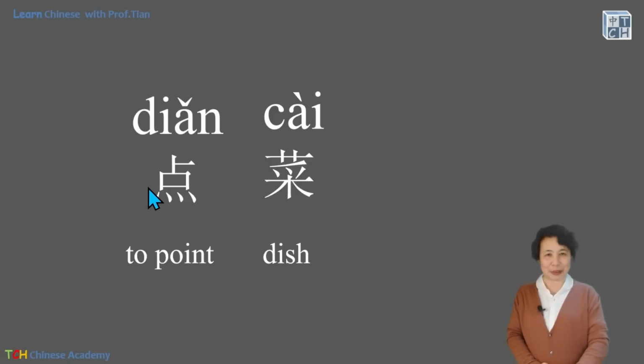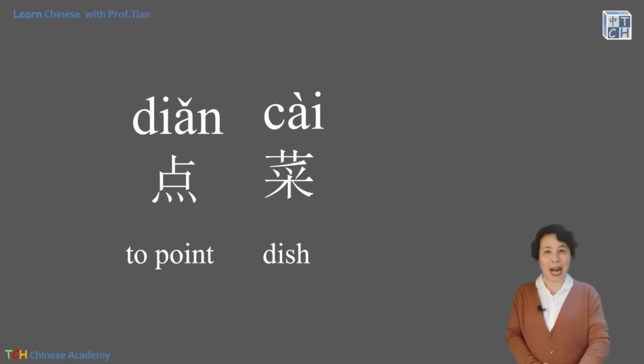Now let's see how to pronounce them properly. 点, third tone, 点. And this one is 菜, fourth tone, 菜. Together, 点菜. To point the dishes, 点菜. Okay, I think it's pretty easy.